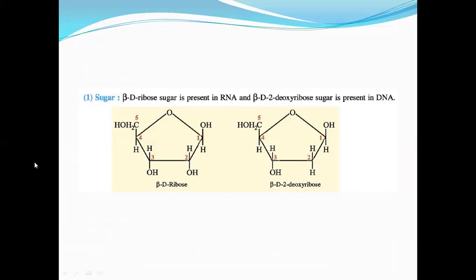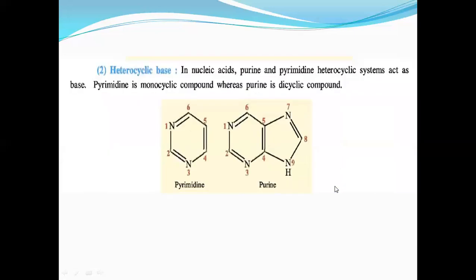This one is a position CH2OH, OH, H, and HOOH. See here, there is a very minor difference. Here it is an OH and here there is only a single H. So a very minor difference is there. Because of that, it shows beta-D-ribose and beta-D-2-deoxyribose.